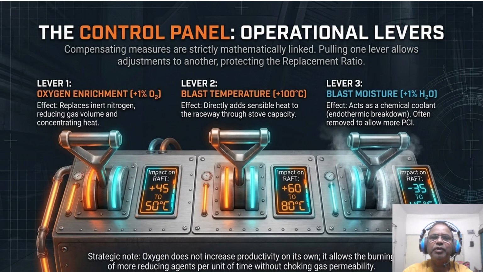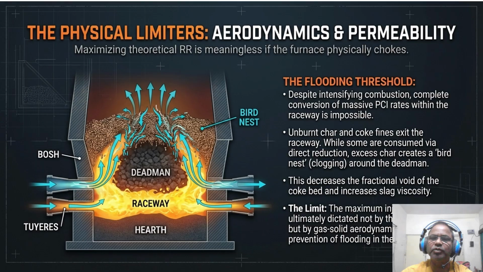But even with a perfect heat, we eventually hit a physical ceiling, the aerodynamics of the furnace, which is going to be one of the most important aspects while increasing our injection level. So our next slide discusses the physical limiters, that is aerodynamics and permeability. So these are the two pillars. Look at this bird nest icon around the dead man.